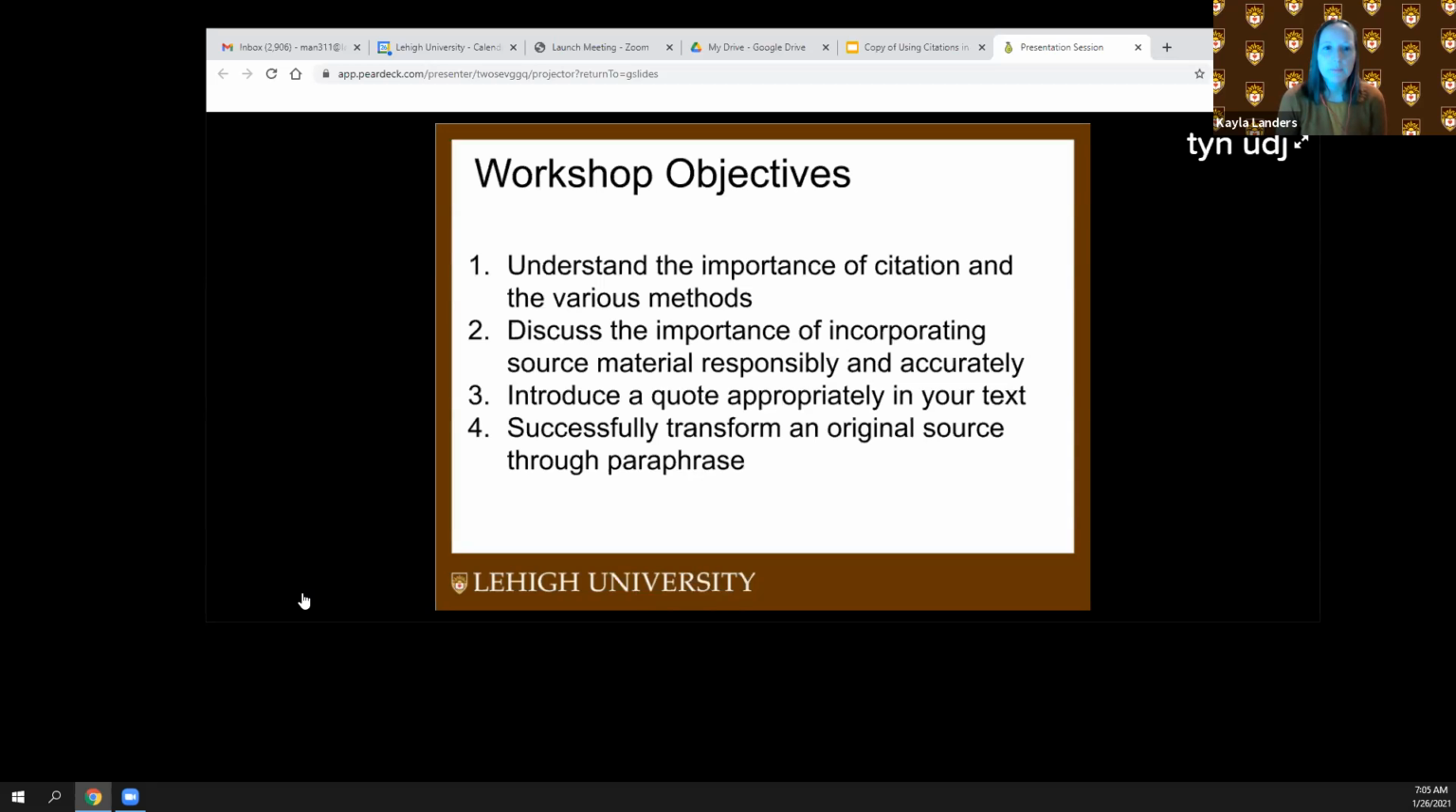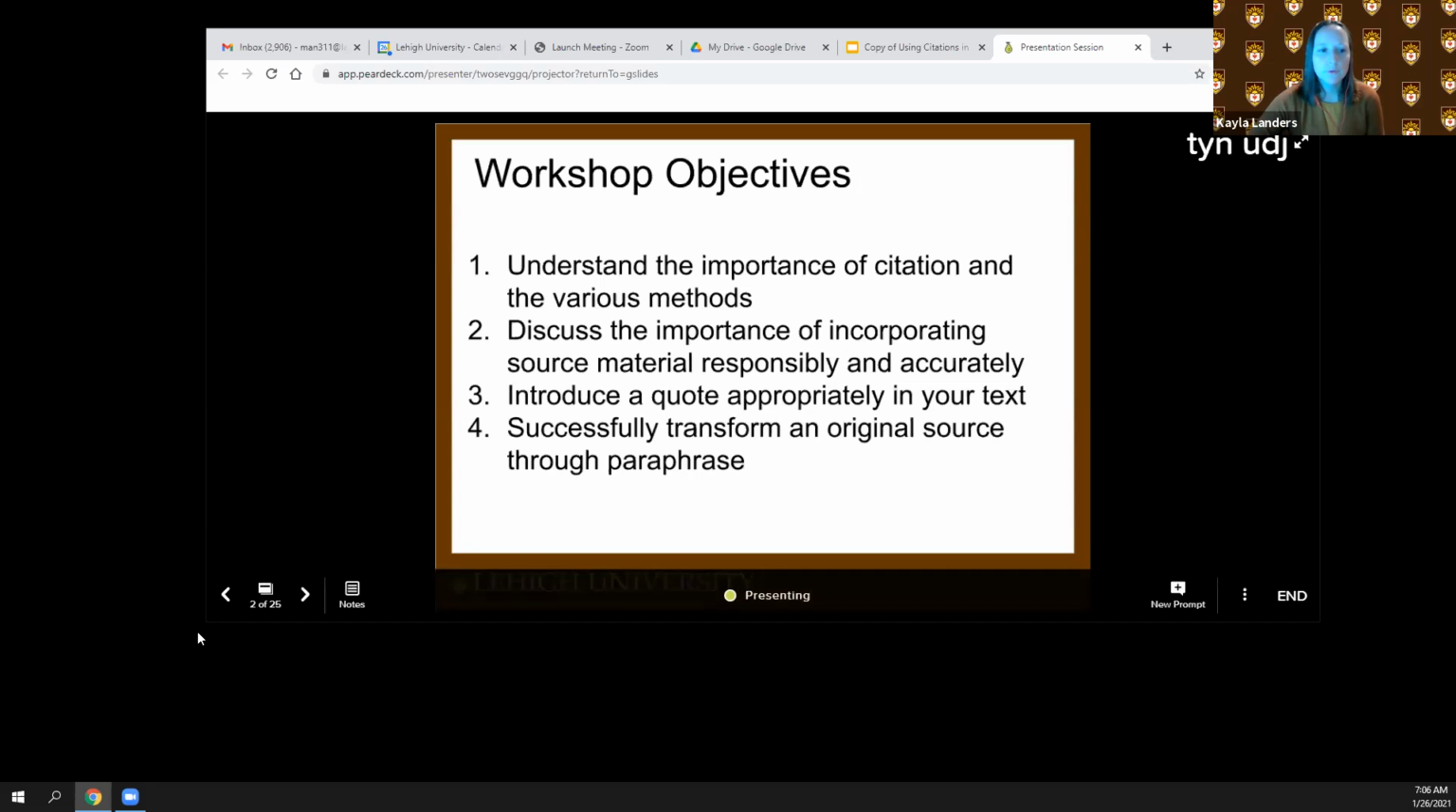Today we want to just talk about the importance of citation, talk a little bit about some of the various methods, why they exist, and what some of the differences you might see. Discuss the importance of incorporating source material responsibly and accurately, introduce a quote appropriately, and successfully transform an original source through paraphrase. So those are what we're going to work at today. Again, if you do have specific questions, feel free to ask.